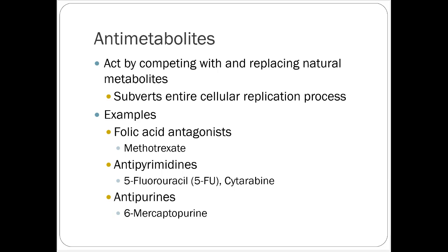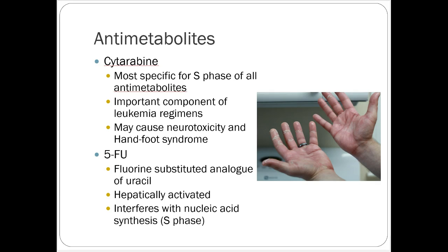Antimetabolites act by replacing your natural metabolites into DNA replication, so you're going to subvert your entire cellular replication process, therefore preventing DNA from replicating. We have a couple different examples here. I'm going to go through some of them. Cytarabine and 5-fluorouracil are two common ones.